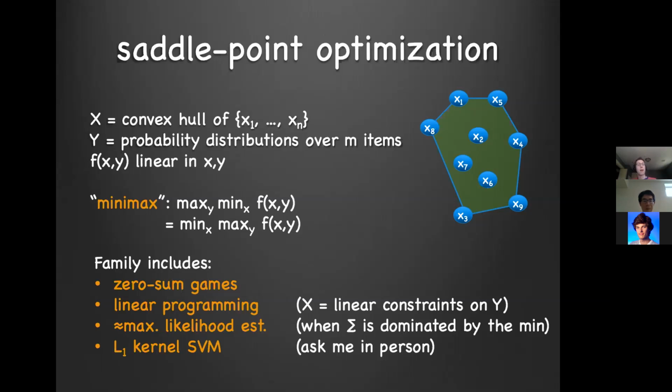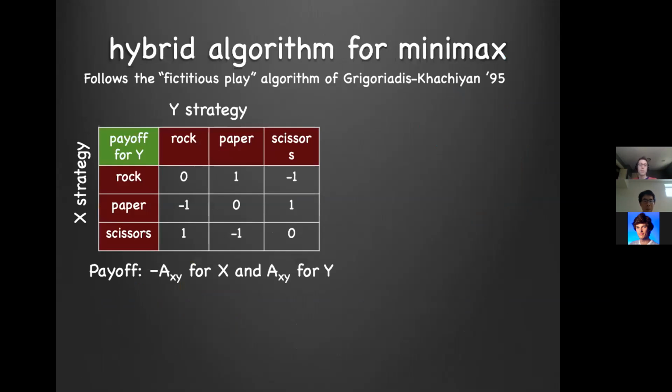However you get to this problem, how can we solve it on a quantum computer? And here I'll be able to give you a provable speedup. And it follows this algorithm proposed 25 years ago by Grigoriadis and Khachiyan. And to explain it, I'll use the zero-sum game framework, because I think that makes it very clear what's going on.